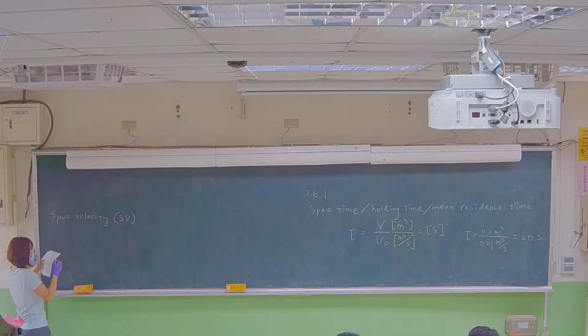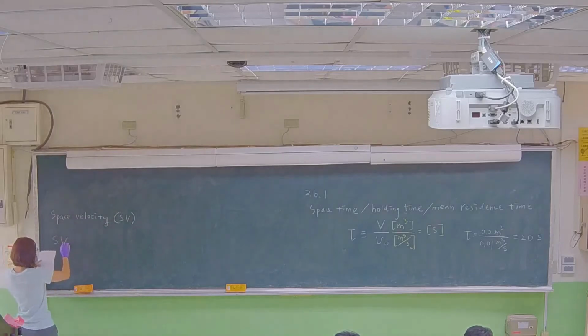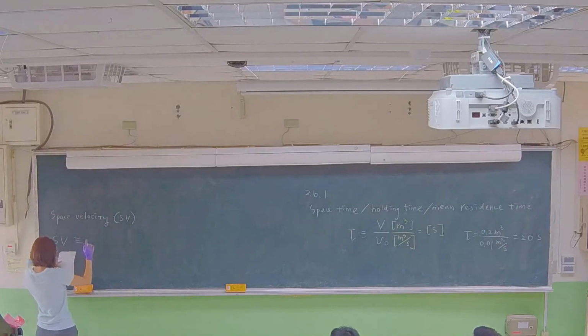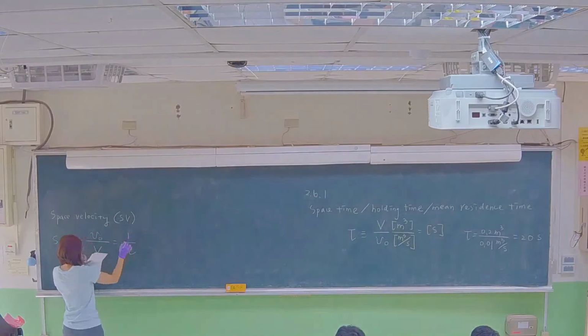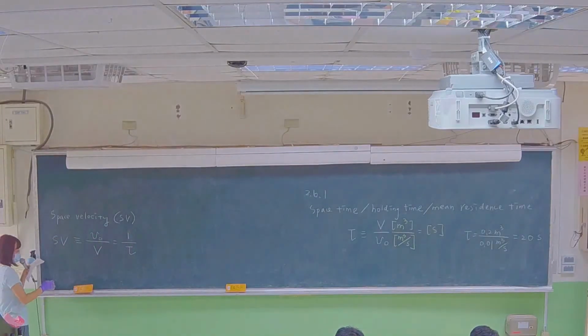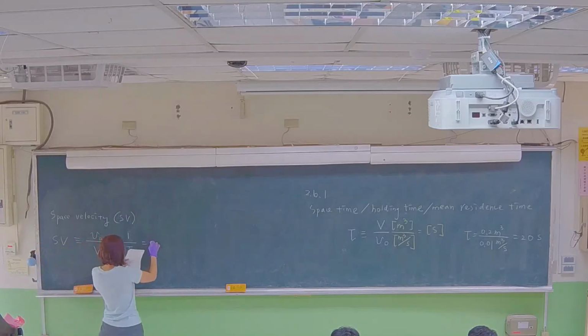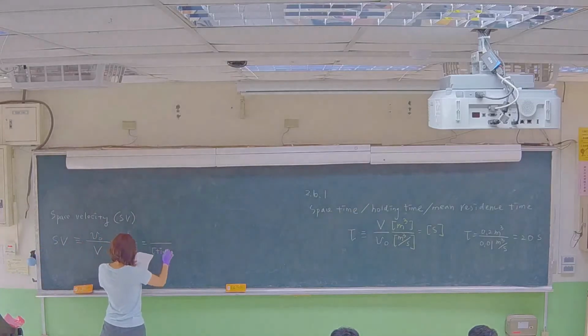However, it is similar to velocity, but it is not velocity. You can see the unit. SV is the inverse of space-time. So it is V0 over V, the inverse of space-time. So you can find the unit is not a velocity. The unit is 1 over time, right?